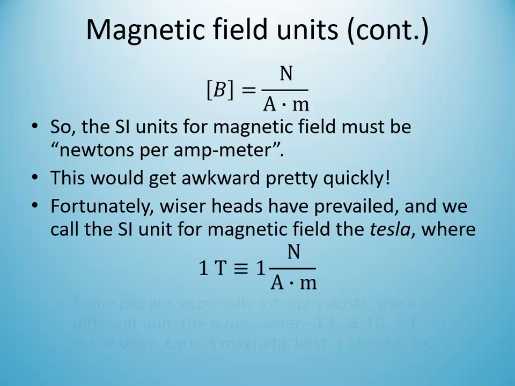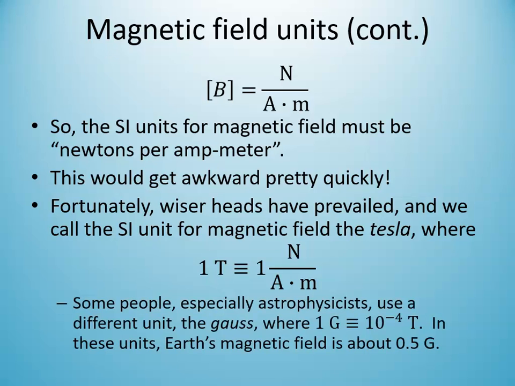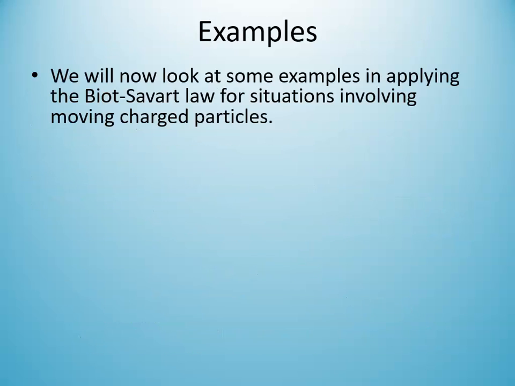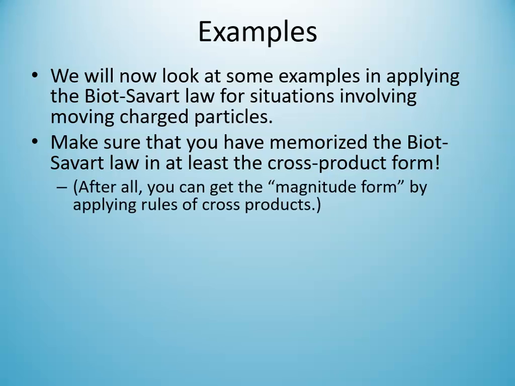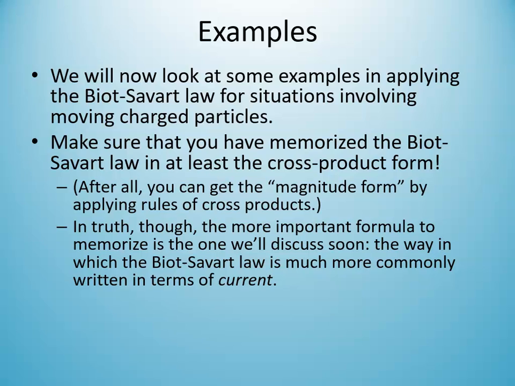But a Tesla is a newton per amp meter. And again, commonly used units that are non-SI units are field strength of Gauss, where Gauss is 10 to the minus 4 Tesla. Okay, so let's take a look at some examples where we apply the Biot-Savart law for situations involving moving charged particles. And again, I would recommend memorizing the law at least in its cross product form, and maybe even also the mu naught over 4 pi times qv sine theta over r squared.